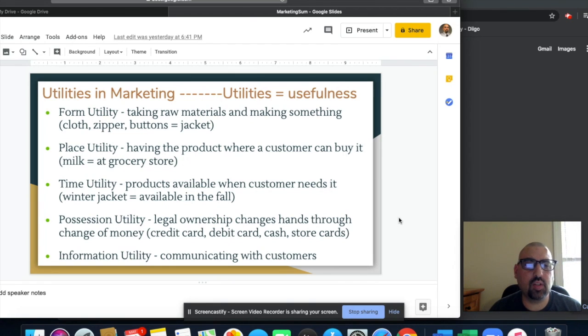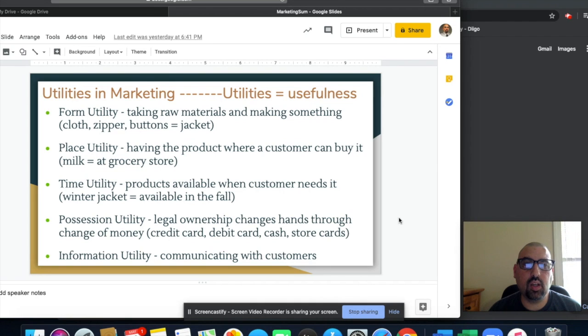Last one of utilities is information utility. This is just communicating with customers. This can go several different ways. This can be a worker in a specific department. When I go into Scheels and I'm looking for a baseball bat or baseball materials, softball equipment, things like that, I go in and I talk to the person that's working there. So that's going to be one way that information utility is shown.